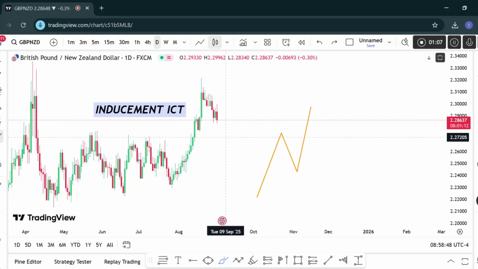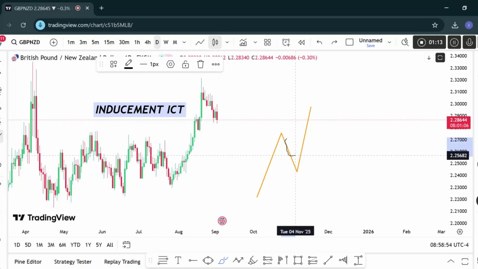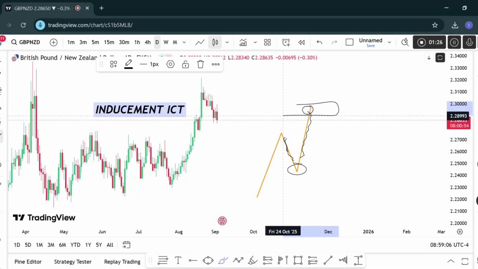But the thing is, institutions don't actually care about this kind of stuff. Okay, they have a zone that they care about, and they have their target. So after they place a trade, they don't care about what's going on here. They know where they should get out.